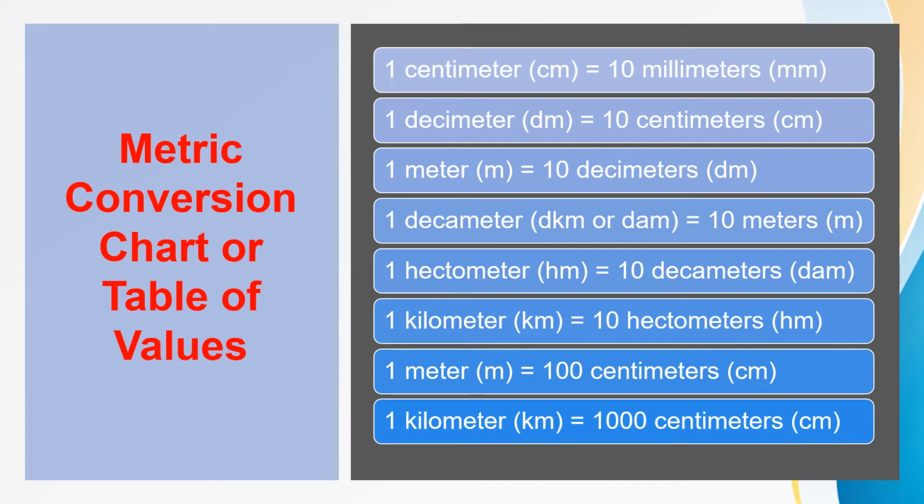1 centimeter is equal to 10 millimeters, 1 decimeter is equal to 10 centimeters, 1 meter is equal to 10 decimeters, 1 decameter is equal to 10 meters, 1 hectometer is equal to 10 decameters, 1 kilometer is equal to 10 hectometers, 1 meter is equal to 100 centimeters, 1 kilometer is equal to 1000 centimeters.